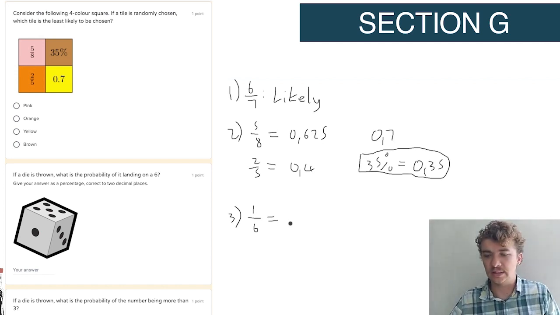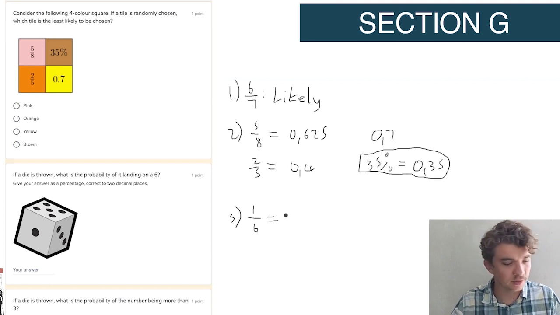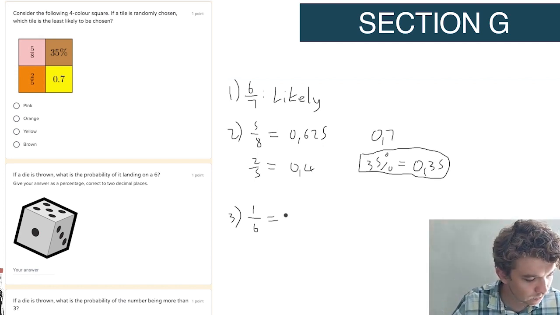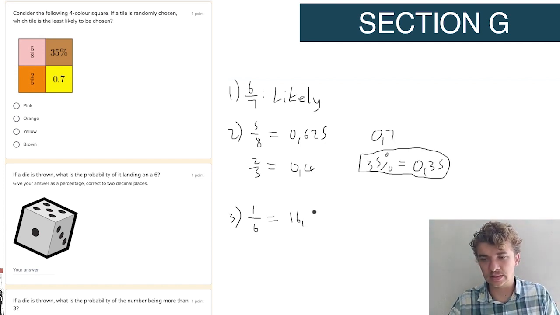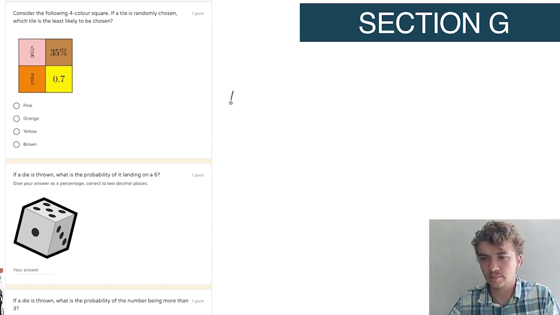And 1 over 6 as a percentage, you can just say 1 over 6 times 100. That's equal to 16.67%. And then they want us to fill in 16.67. Next question.